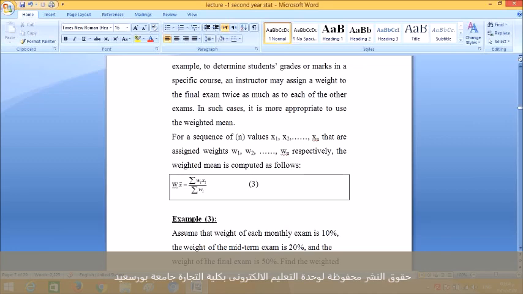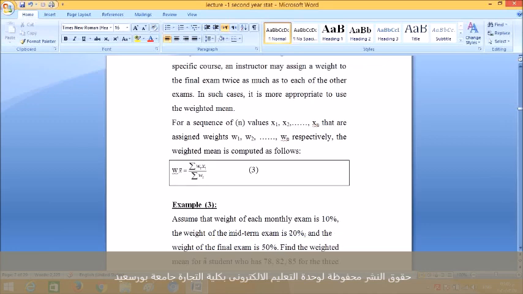Example 3. Assume that the weight of each monthly exam is 10%. The weight of the midterm exam is 20%, and the weight of the final exam is 50%. Now look, the weights are different. Monthly exam is 10, midterm exam is 20%, and the final exam is 50%. So because the weights are different, you have to use the weighted mean instead of the mean.